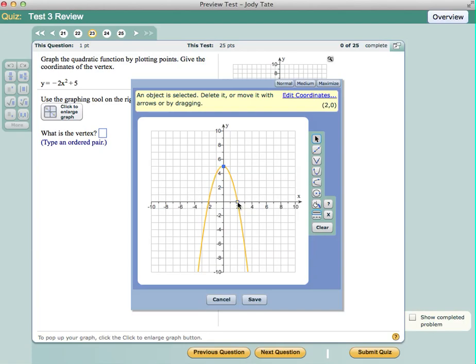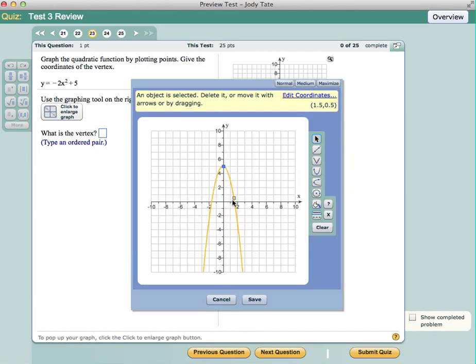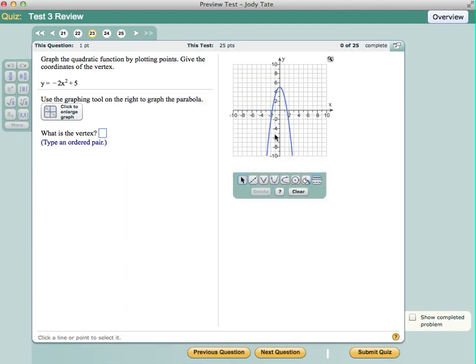And now that I've clicked on that, notice up here in blue it says edit coordinates. Click on that. And now I can type anything I want for my coordinates. So now I'm going to say 1.5. And then remember, when x is 1.5, we solved and we got a y value of 0.5. So now I just submit, and it changes it. And now I was able to plot a fractional coordinate. So click Save, and you're done.